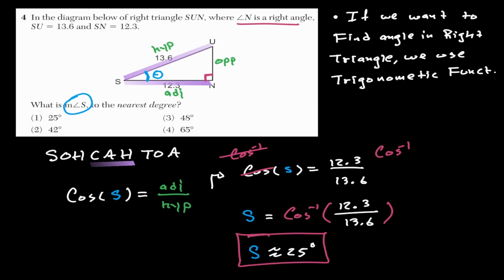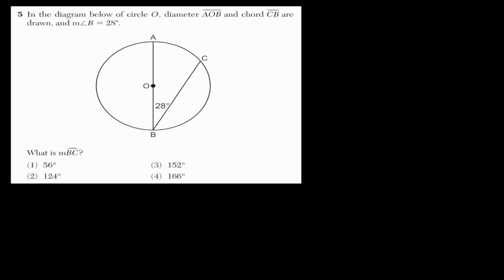Let's take a look at the next question. In question 5, we're being given a circle whose name is O, where the diameter is the line segment AOB, and we have a chord of CB. In addition, we are being given a measurement of an angle. Angle B is 28 degrees. What we would like to know is, what is the measurement of the arc of BC, which we have here in orange?